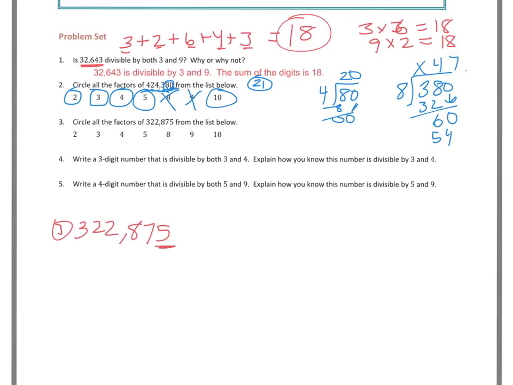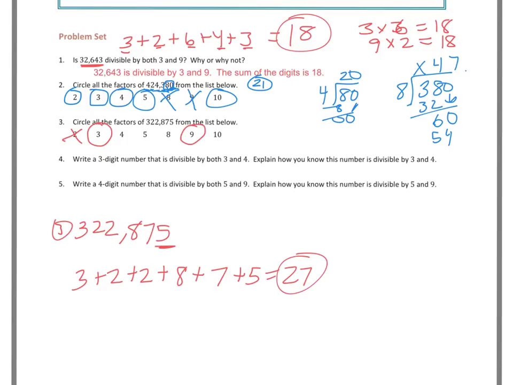For 2, it doesn't end in 0, 2, 4, 6, or 8. So 2 is not divisible. Let's add these digits up. 3 plus 2 is 5, plus 2 is 7. Plus 8 is 15, plus 7 is 22, plus 5 is 27. 3 can go into 27 9 times. 3 times 9 is 27, which means 9 can go into it because it goes in 3 times. So we knocked off 3 and 9 right there.